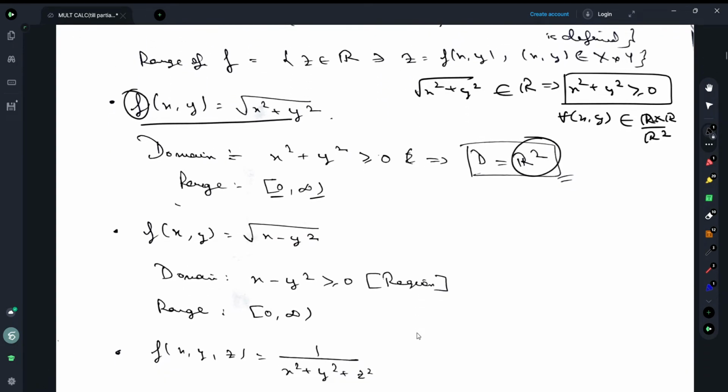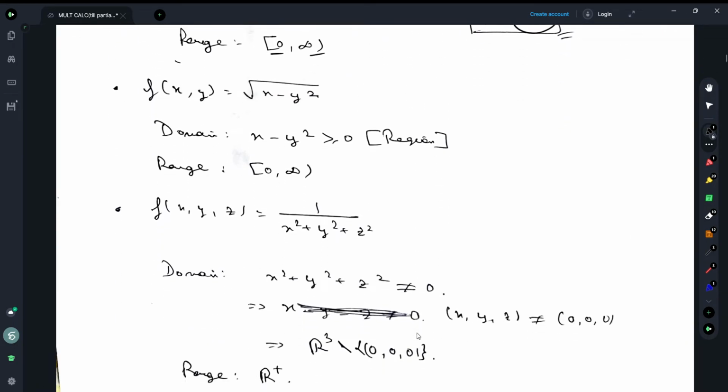What we did in single variable functions, the basics of that is always the same in the case of multivariable functions. It's just that some concepts differ in terms of the independent variables. Clear?